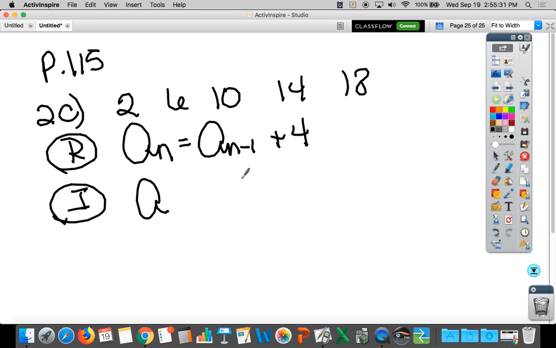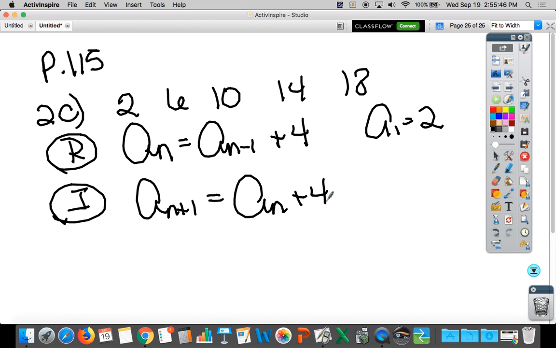A sub, I have to write a sub 1 equals 2. Make sure you put that out there. So how do I write it as an inductive? A sub n plus 1 equals a sub n plus 4. That's it. So if it has to be where they want the inductive, then let's just write it as the recursive the way we see it, and then we can just flip-flop it. Who's got questions on that?